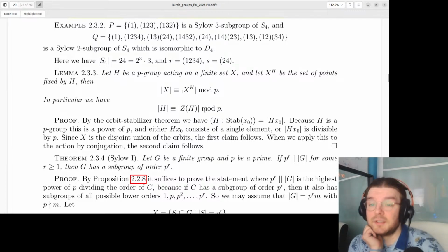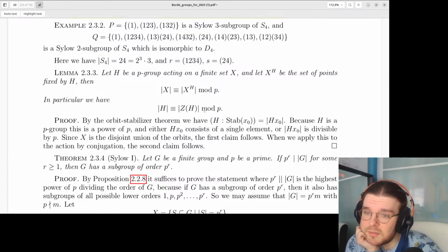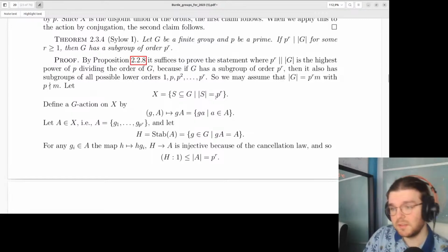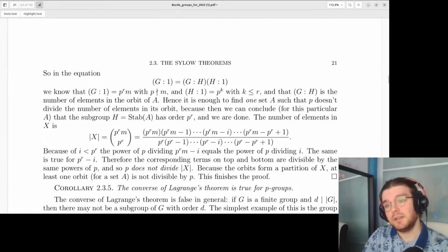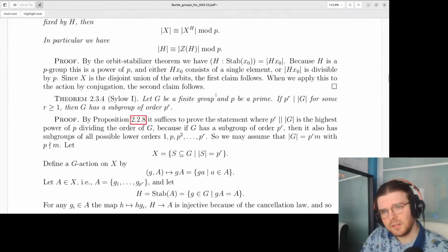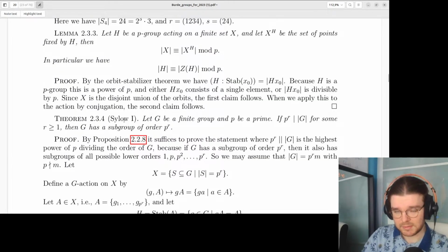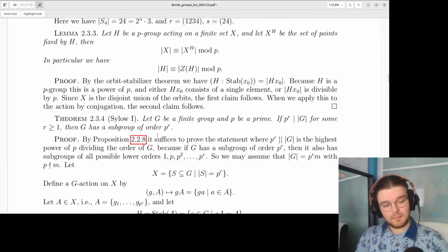What does that mean? It means by the orbit-stabilizer theorem. Yeah, we skipped that, and that's currently really a pain. But let's just get to those Sylow theorems, and we'll talk about the rest later.